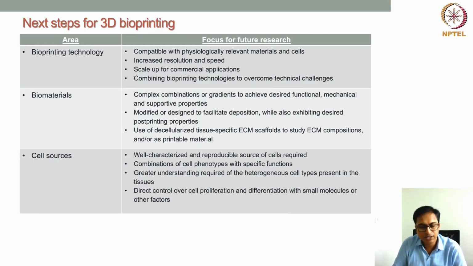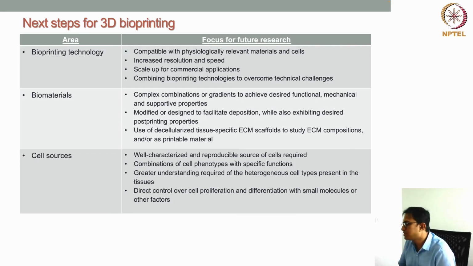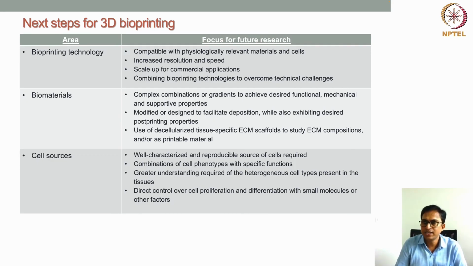So in cell sources we have to come up with well characterized and reproducible sources. Combination of cell phenotypes with specific functions is very important for understanding, and also to generate a particular tissue or organ structure. Greater understanding is required of the heterogeneous cell types present in the tissues and how we can actually reproduce them, how we can use different types of tissue cell types and then use them for bioprinting. That is another point to be remembered.